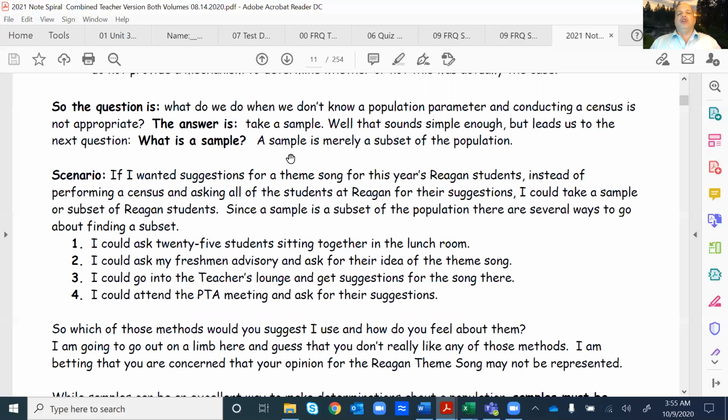But it's important to collect a good sample. And here's what I mean. There are multiple ways to collect a sample. And every year I always talk about the same thing, and that is collecting a theme song for Reagan students. And I've joked that this year I think the theme song should be I Will Survive by Gloria Gaynor, which is a great song, don't get me wrong, but mainly it's because I will survive because it's COVID-19.